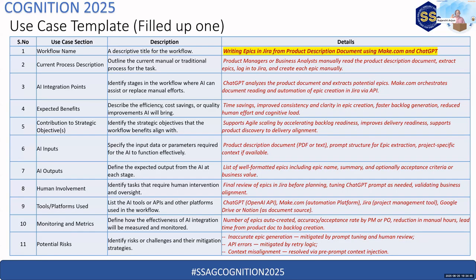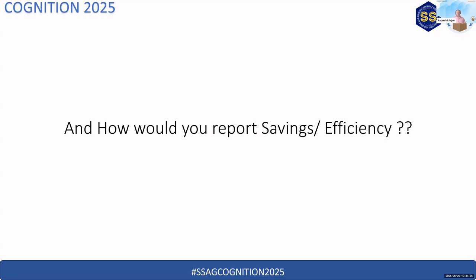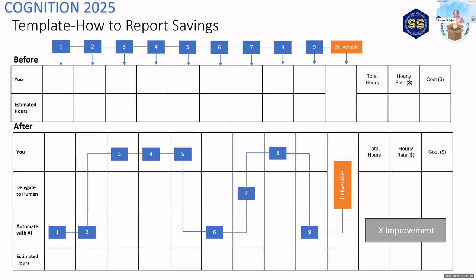Now, how do I quantify that in terms of efficiency or cost savings and stuff like that, right? So for that also, I have created a template over here which typically shows you two things. On the top swim lane, you'll see that, in order to come up with a deliverable, there are certain steps of activities that you do. But now, in order to come up with that deliverable, you are leveraging generative AI, or you're doing some automation. So what are you doing over there?